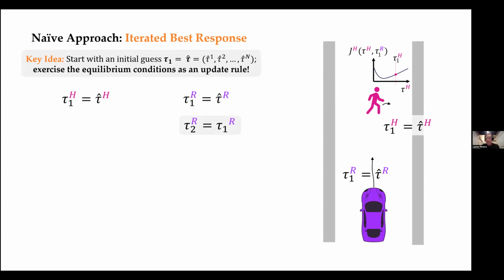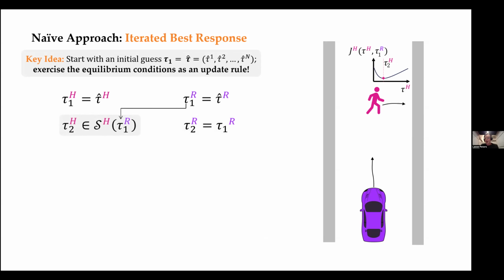And so maybe the cost is like this, where we're not at the minimum yet. And from the perspective of this optimization, tau r is a constant. And so we will now update the human strategy to be at that minimizer. And we get a new strategy iterate for the human. And then now it's the robot's turn.